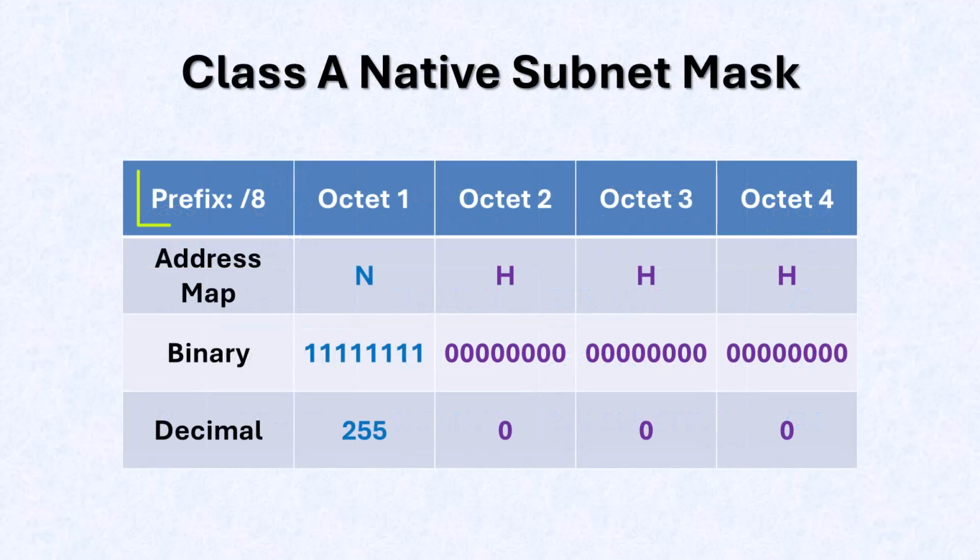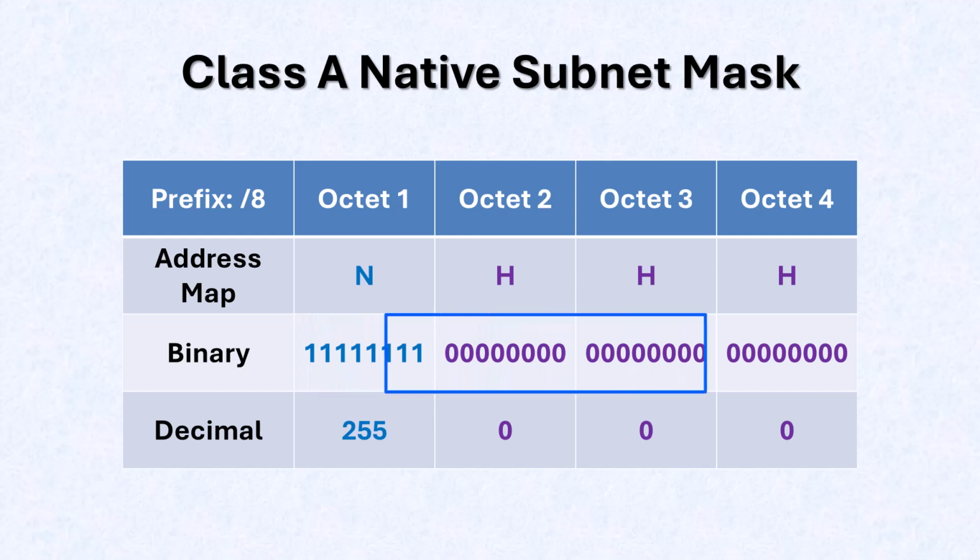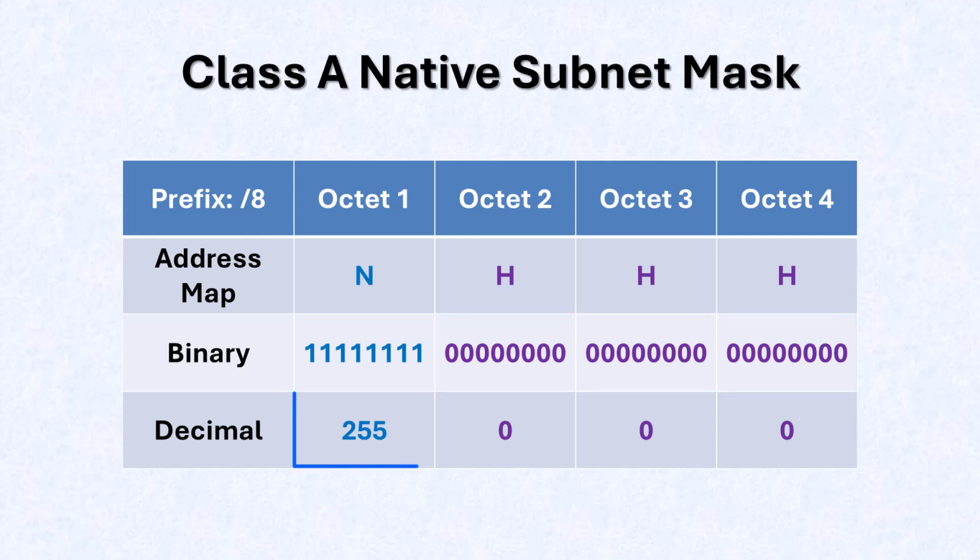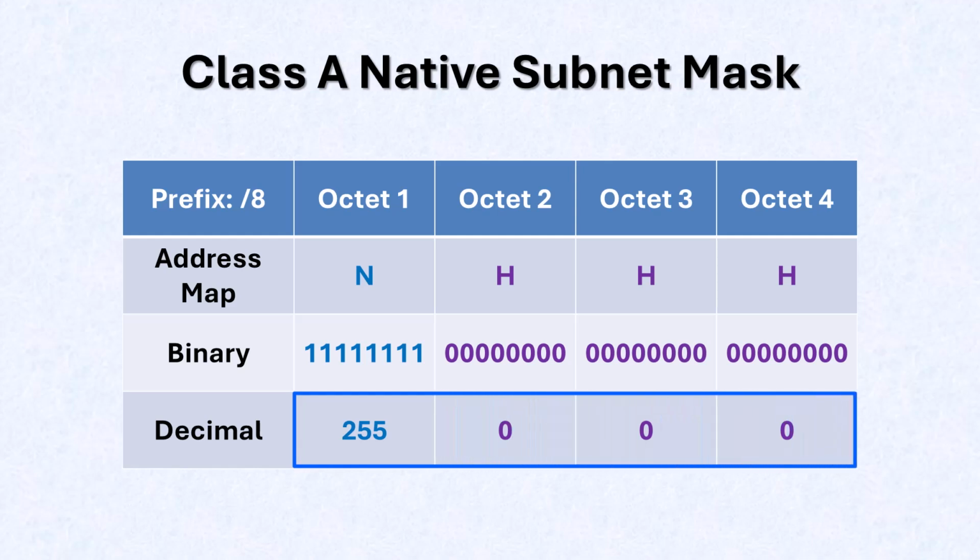The native prefix length for a Class A address is /8. This means the first 8 bits represent the network portion. To get the native subnet mask, set the network bits to 1 and set the host bits to 0. Converting to decimal, we get a subnet mask of 255.0.0.0.